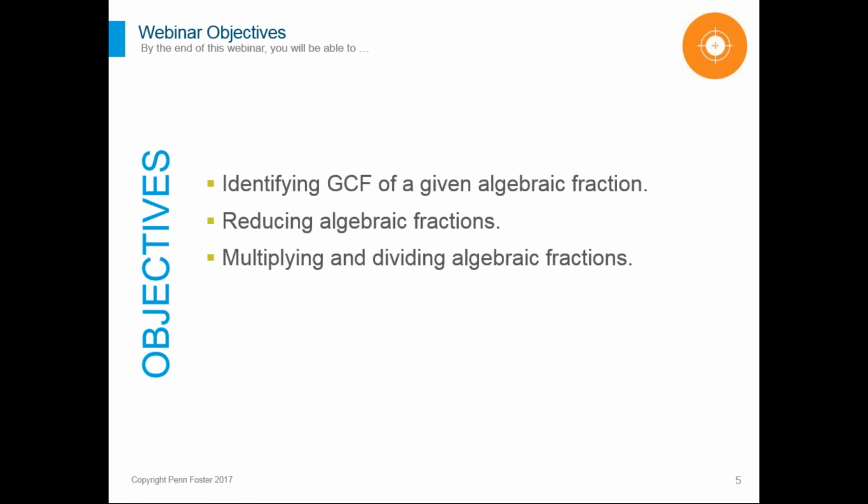Today we're going to go over how to find the greatest common factor for an algebraic fraction. Also, we're going to learn how to reduce an algebraic fraction and how to multiply and divide algebraic fractions.